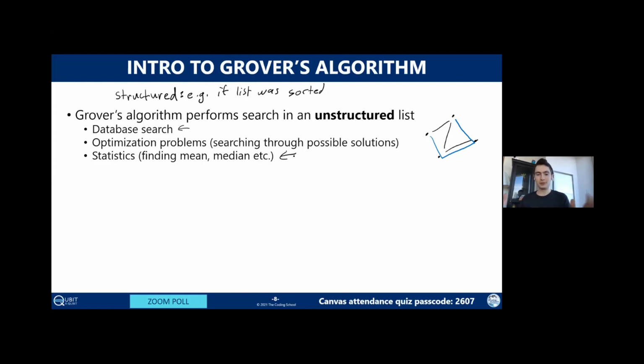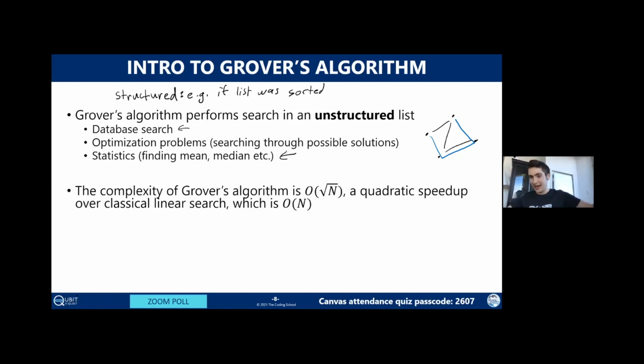Okay, so this is the problem that Grover search does. We will talk about the steps of the algorithm on the next slide, but just to get you a little bit excited, the main reason we care about Grover search is because of the difference in time complexity it offers. So the headline moment is right here. The complexity of Grover search is order, or big O, root n, which is a quadratic speedup over classical linear search, which is order n.